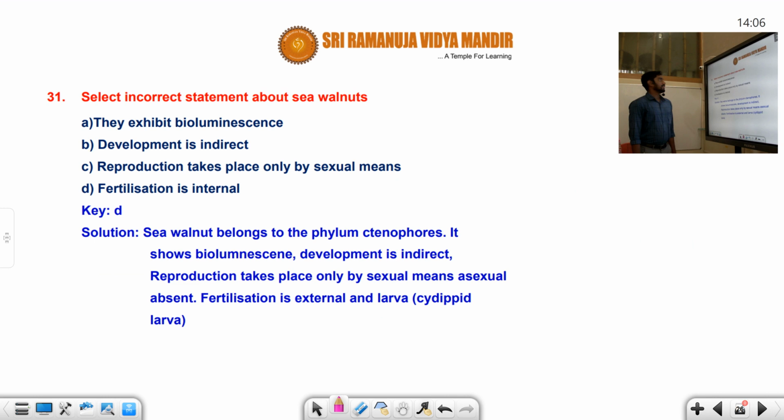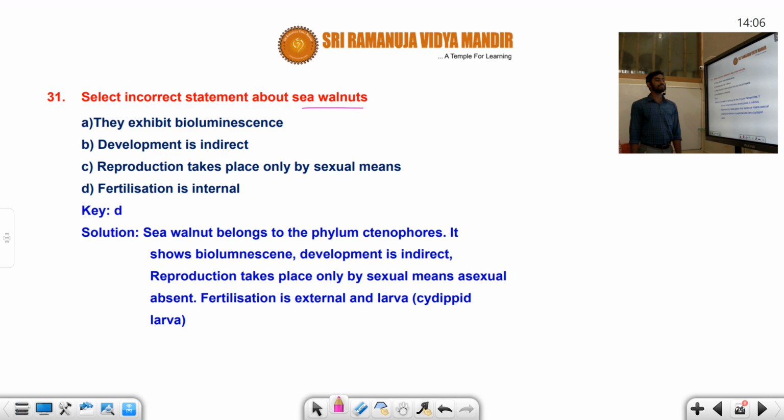Select the incorrect statement about Ctenophores. They belong to phylum Ctenophora, and show the bioluminescence property. Development is indirect, and reproduction takes place only by sexual means; asexual reproduction is absent, and fertilization is external. The larva is the Cydippid larva. This is very important information about phylum Ctenophora.